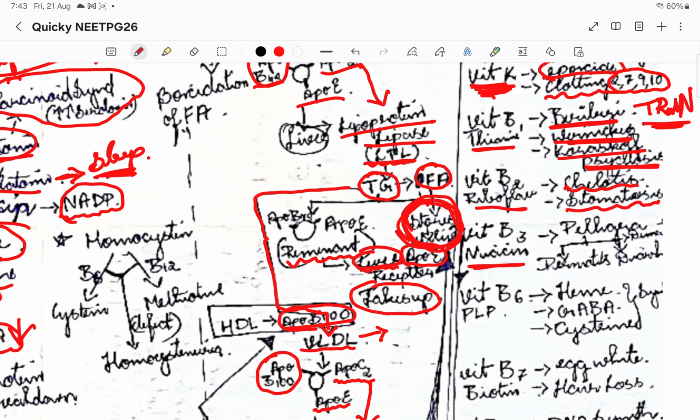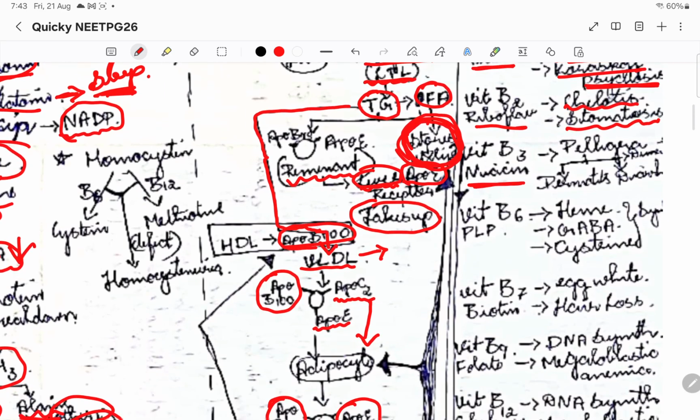Okay, then when it comes to niacin, your favorite thing, that is pellagra: dermatitis, diarrhea, death and dementia. Okay, so these are the 4 Ds of pellagra. Just see a picture of pellagra and you will be able to solve niacin. It is the niacin that they are talking about, that is train.